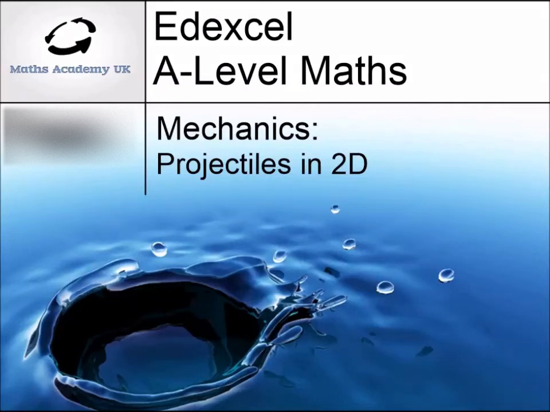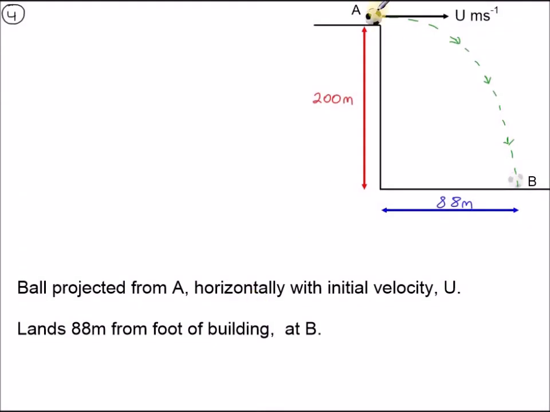Projectiles in 2 dimensions. Example 4. A ball is projected horizontally from the top of a building which is 200 meters high, and the ball will fall 88 meters from the foot of the building. So projected at A horizontally, and it falls and hits the ground at B.